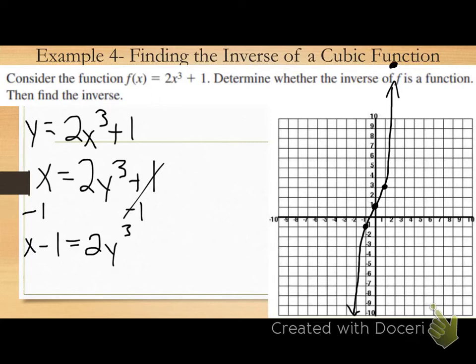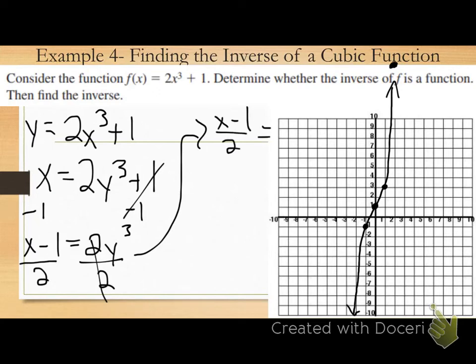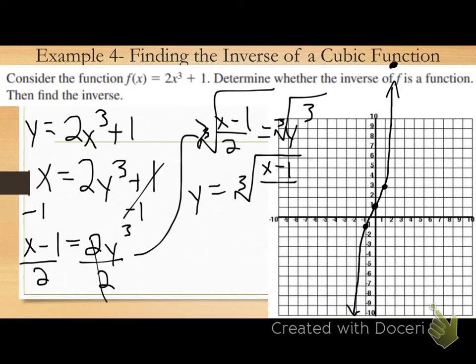What's my next step? Divide both sides by 2. And my last step. Take the cube root of both sides. So I get y equals the cube root of x minus 1 over 2. Is this in simplest form?